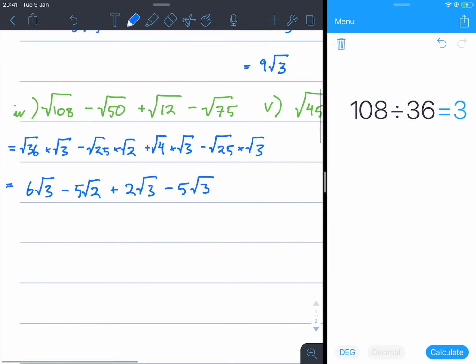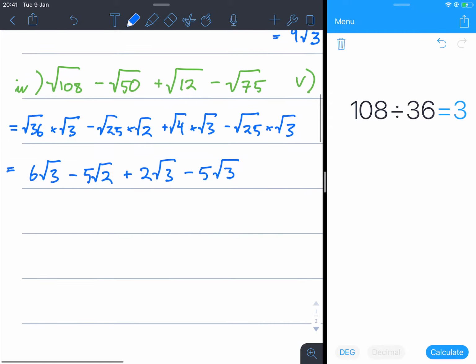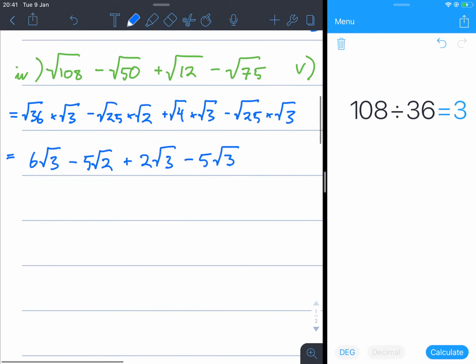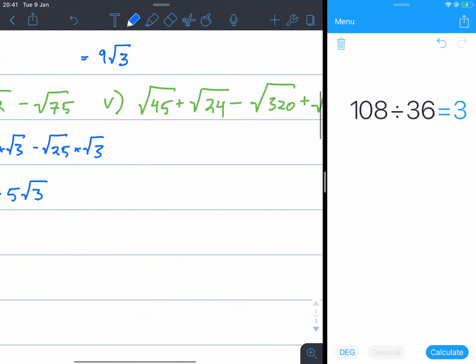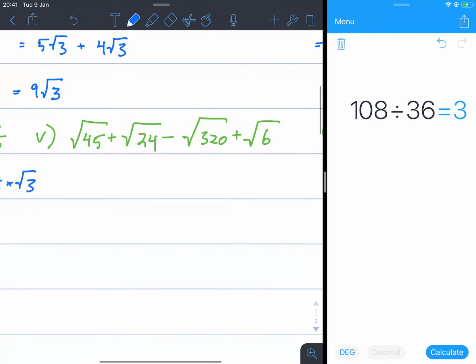And as I can tell from here, let's do all the square root 3's first. 6 plus 2 is 8. 8, take away 5, gives me 3 root 3. And it seems as if this does not add with anything, but it stays in simplified form. Let's do these last two examples.